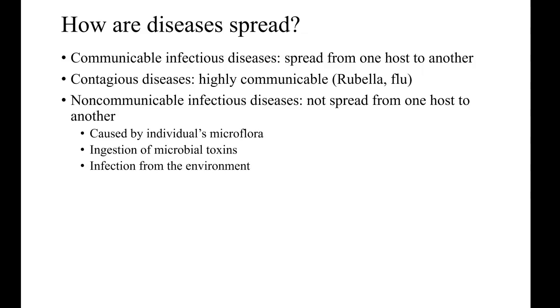A non-communicable infectious disease means that it can't be spread from one host to another. This could be caused by an individual's microflora. For example, somebody having E. coli introduced to their urinary tract system. Now they've got a UTI. If you have somebody in your family with a UTI, it's not like you can catch that UTI. Perhaps somebody ingested microbes or microbial toxins that made them sick. If somebody got food poisoning, you could not contract it from them.